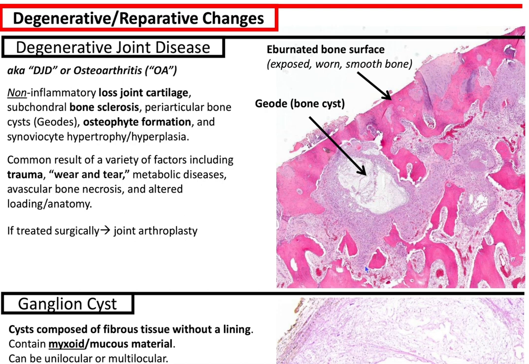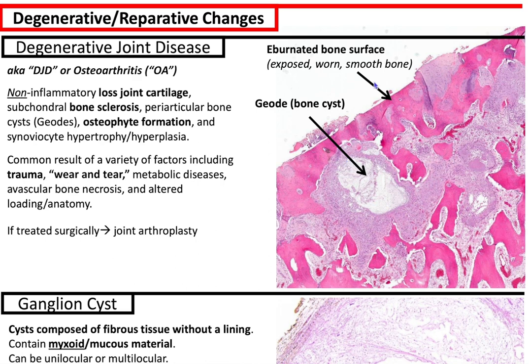All right, let's talk about degenerative reparative changes. DJD, osteoarthritis. This is non-inflammatory loss of the joint cartilage. You'll have this eburnated bone surface, a worn, smooth bone surface. You'll have subchondral bone sclerosis. You'll have periarticular bone cysts, as you can see here, geodes. You'll have osteophyte formation and synoviocyte hypertrophy and hyperplasia.